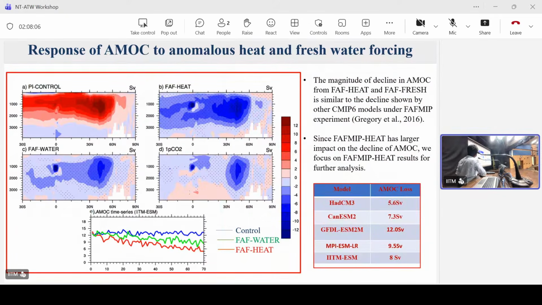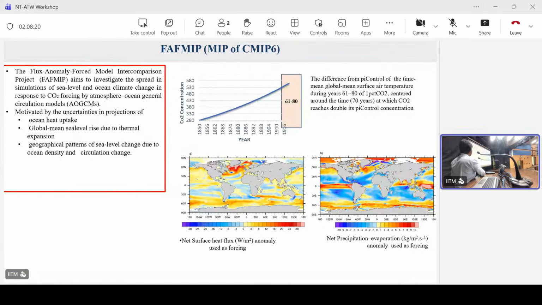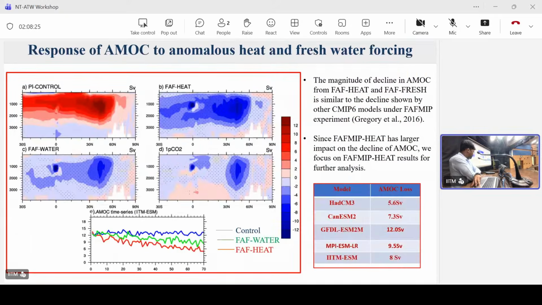When we had a control experiment, this is the AMOC, like you've been seeing for the past 2-3 slides. And this is from the FAF heat, when we have incorporated the heating. By virtue of the heating, it changes the stratification, it changes the density gradient, and you see there is a reduction in the AMOC structure here. Similarly, we have done the precipitation minus evaporation, that is freshening. That also changes your density and your stratification. So you see that the heating actually reduces your AMOC more when compared to the freshening.